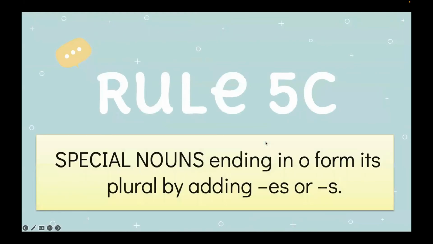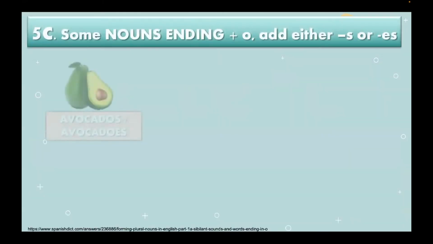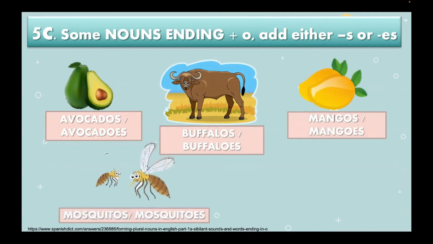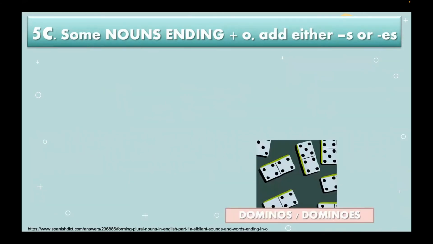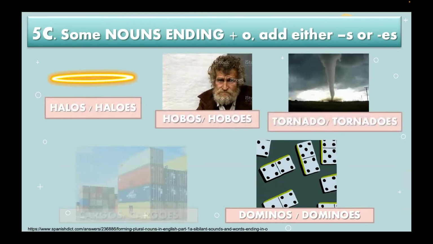Sometimes Rule 5C says that there are special nouns that end in O. These special nouns form their plural form by just adding ES or S. So it could be either of the two. Some examples of these words are the following: avocados, buffaloes, mango to mangoes, mosquitoes, and volcano to volcanoes. We also have domino to dominos, halos, hobos, tornado to tornadoes, and cargo to cargos.